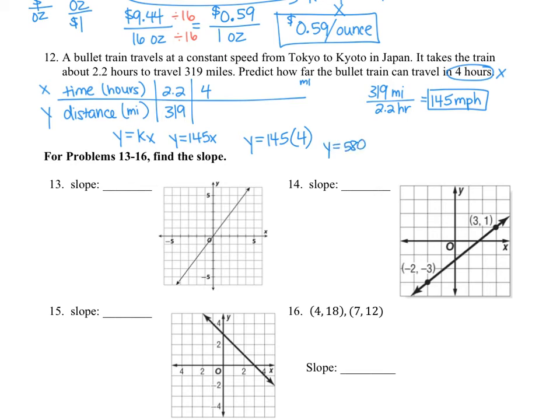And again, if you look at it in the table, just like you did 2.2 times 145 to get to 319, you do that with 4 as well, and you get the same answer, 580. So your answer is 580 miles.